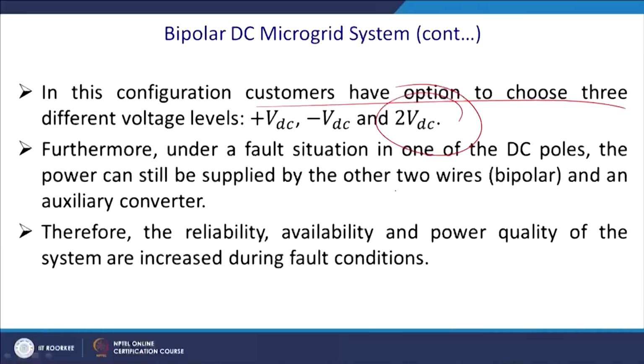And furthermore, under fault situation one of the poles of the DC may go out and ultimately you continue to feed with the other pole. The power can still be supplied with the other 2 wires and an auxiliary converter. So, we may require to change something. Therefore, reliability, availability and the power quality of the systems are increased during the fault condition. Also it is better for handling the case if the power of the converter is more.